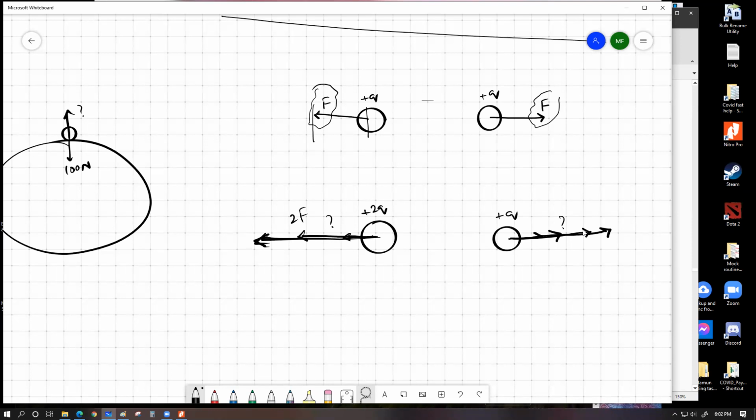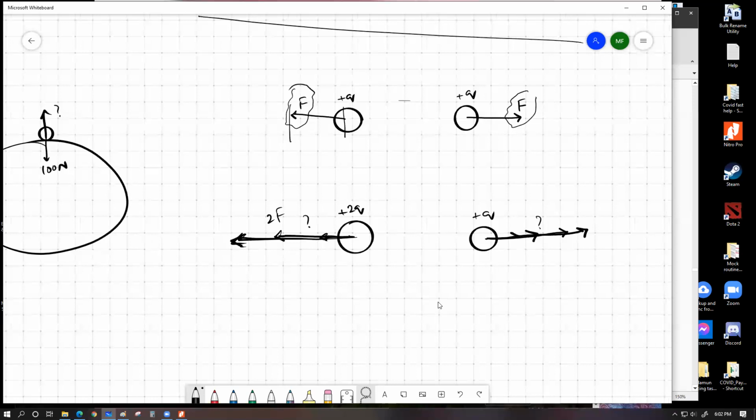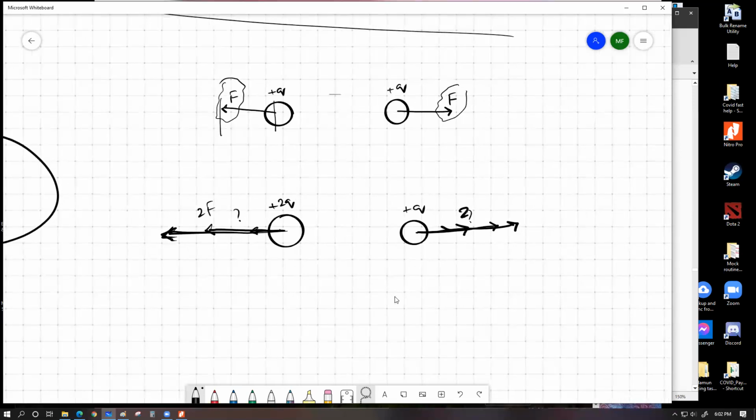But in terms of magnitude, this should be longer than the original force, and this force should also be the same. Both of these forces should increase, not only one, because these are the forces that these two objects exert on each other simultaneously out of the same physical phenomenon, same charges. It is a repulsion between two similar charges, so you cannot have two dissimilar forces.